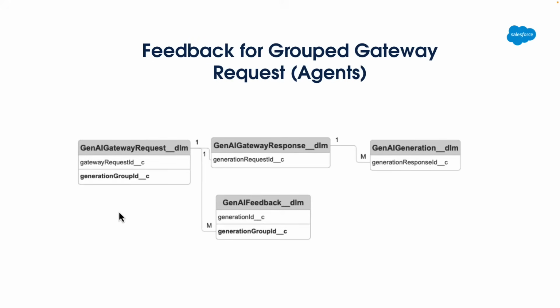However, when an agent is crafting a response for a user, multiple gateway requests happen behind the scenes. The gateway requests that happen in a conversation are grouped by a generation group ID, and the feedback provided in that conversation is not linked to an individual generation, but to the group of gateway requests.